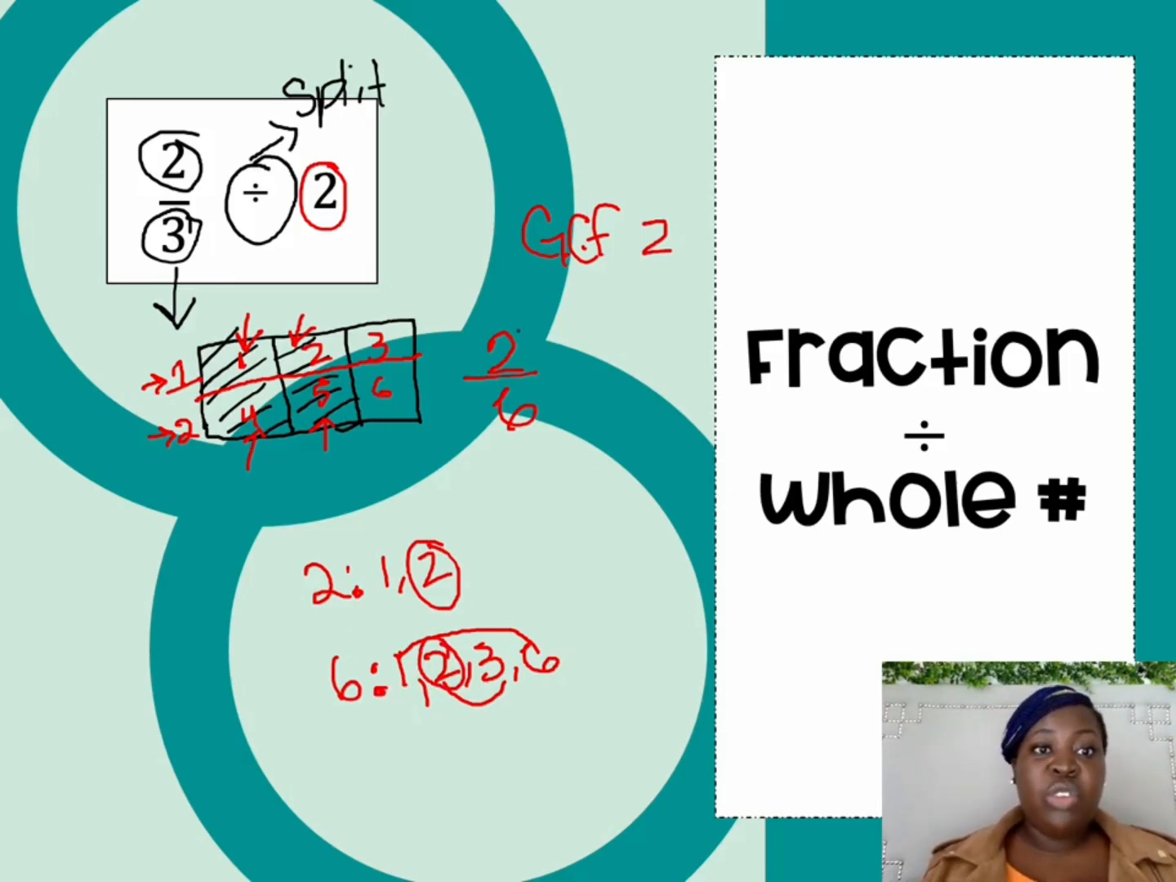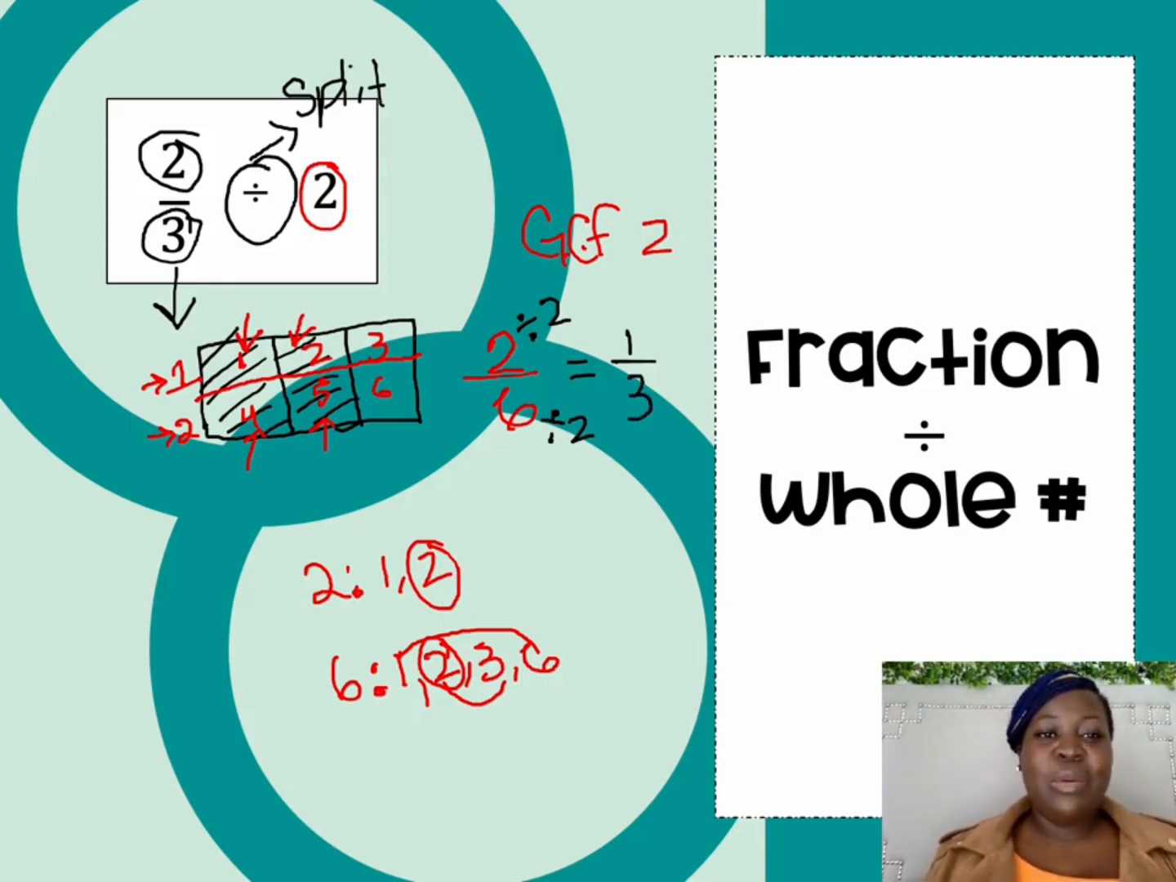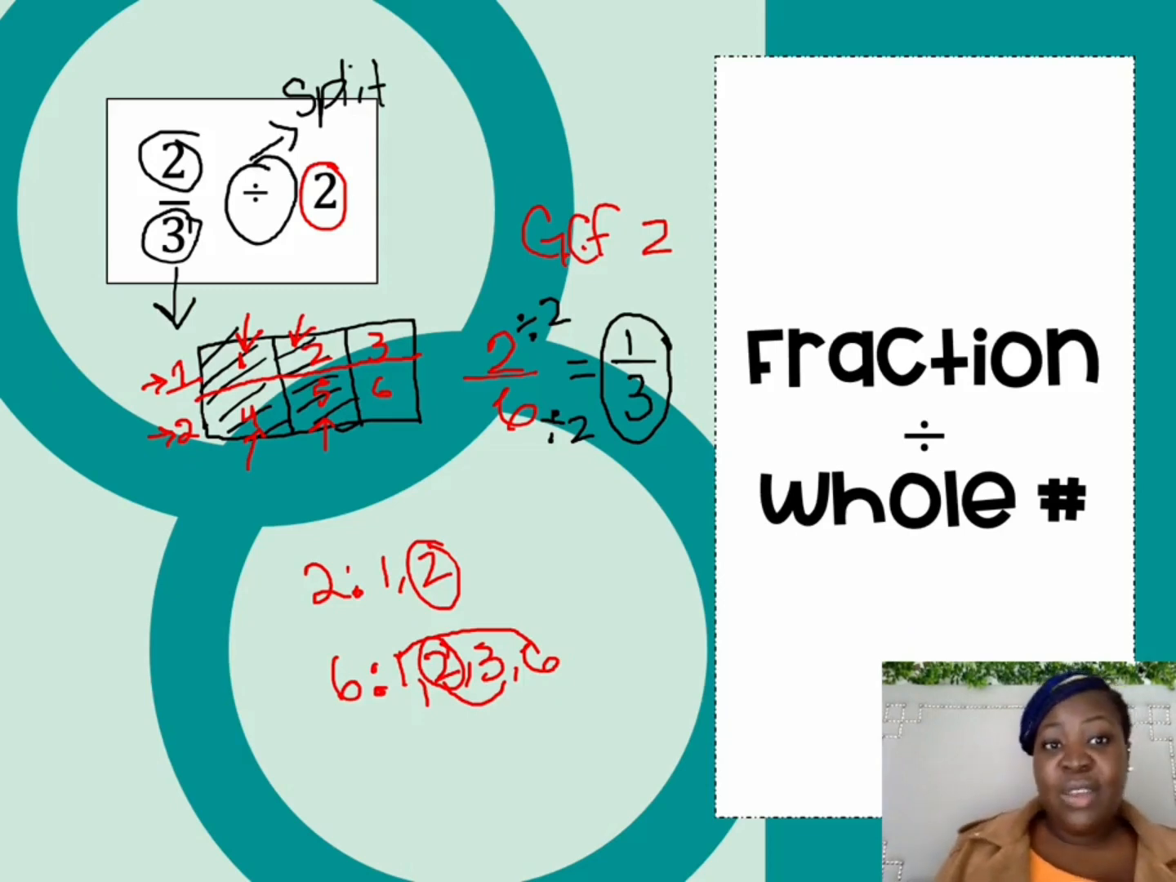So we are going to take that and divide both your numerator and your denominator by 2. 2 divided by 2 is equal to what? Yes, 2 divided by 2 is equal to 1. And 6 divided by 2 is equal to what? Very good. That is equal to 3. And there you have it. Your answer is also one third. So you can say it's either 2/6 or one third.